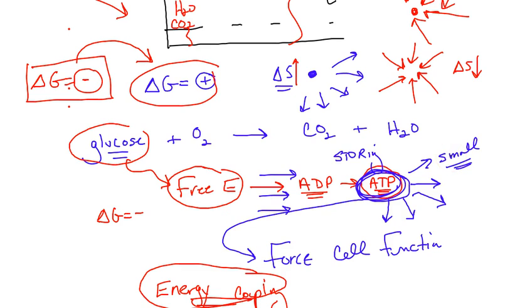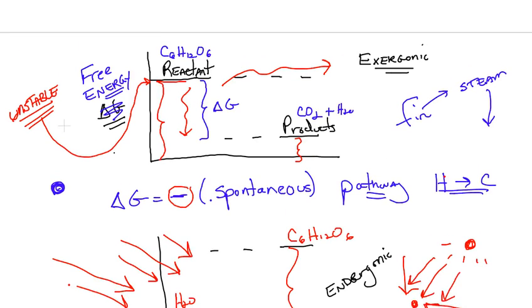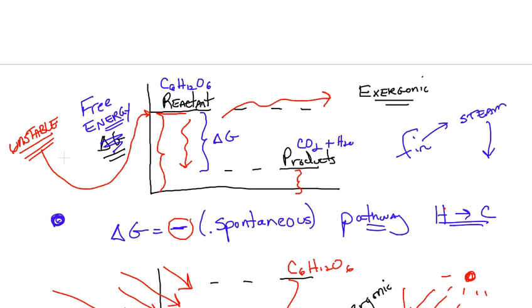In order for the cell to do anything, it requires a tremendous amount of energy, and we get that from the food. Now, okay, great. Now that we have the basics down, spontaneity and the rate of reaction do not go hand in hand.